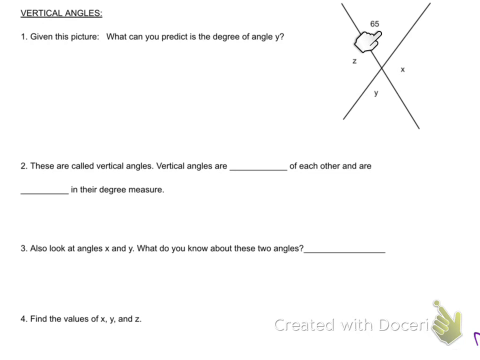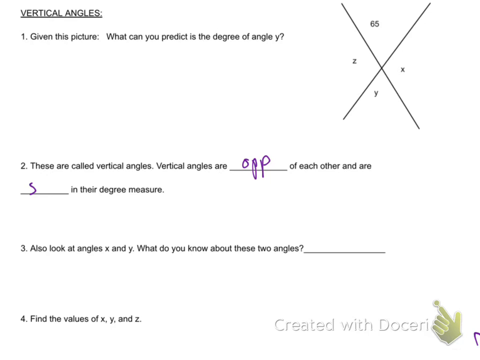Now, if you have a straight line that is intersected by another straight line, well, then these angles that are straight like this or like this to each other, they will always be the same. Those are called vertical angles. So, these are called vertical angles. Vertical angles are blank of each other. Give me a word that we can use to say we know those are vertical angles. Opposite. I like it. Okay. They're opposite of each other. Of the crisscross, right? Opposite angles. And they are blank in their degree measure.